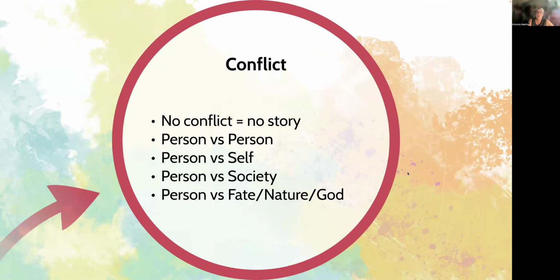Conflict, which is the heart of plot. No conflict, no story. Conflict is what drives the plot forward. Types of conflict include person versus person, an external conflict between characters. Person versus self, an internal struggle within your own self. Person versus society, rebelling against norms or injustice. Person versus fate, nature, God, often found in tragedies.